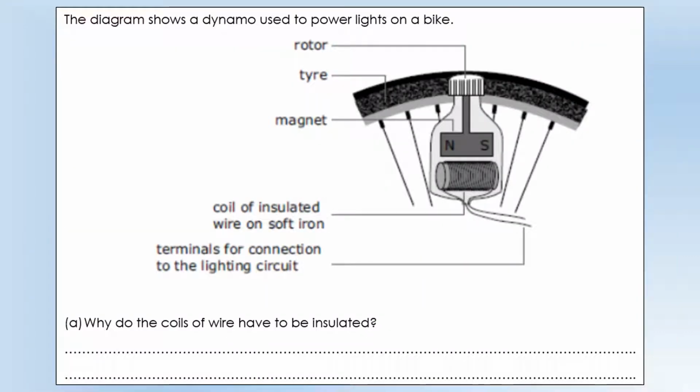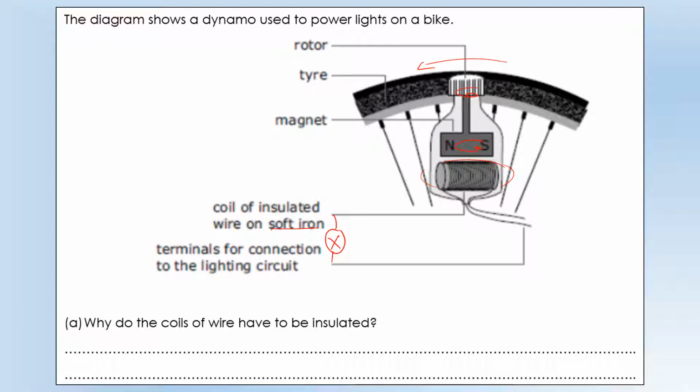Okay, so the diagram shows a dynamo used to power lights on a bike. Essentially what happens is this wheel is rotating that way. That causes this part here to spin, so that makes this magnet spin. So we've got magnetic field lines which cut through this coil here. You can see the coil is wrapped around a core of soft iron, and we've got that connected. Usually you connect this to a light bulb, so a lot of bike lights are powered using these dynamo devices.